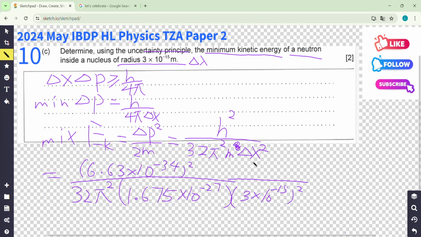Okay, welcome back. I'm sure you got it already. Okay, just check. My answer is 9.2 times 10 to the power negative 14. What is the unit? Oh, the unit is joules. Okay.